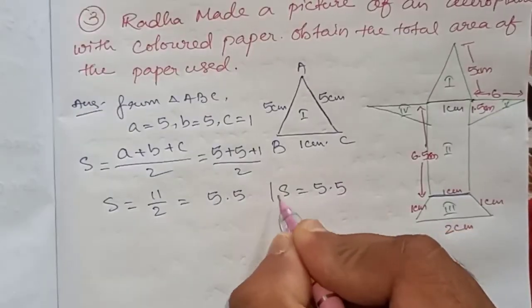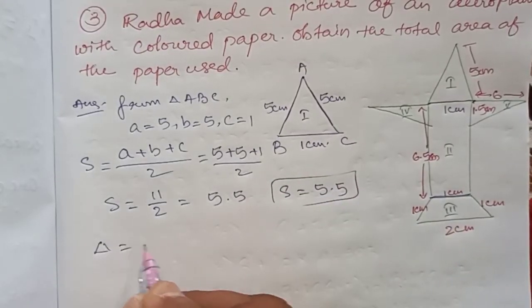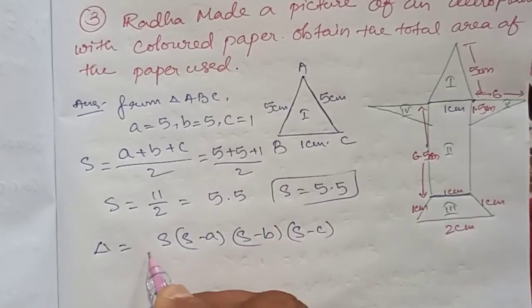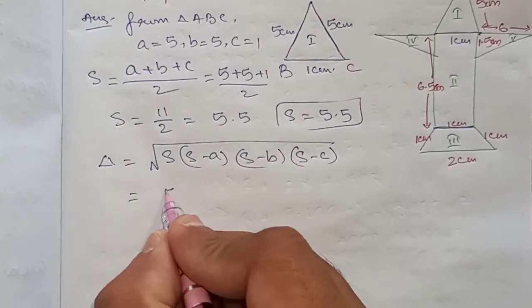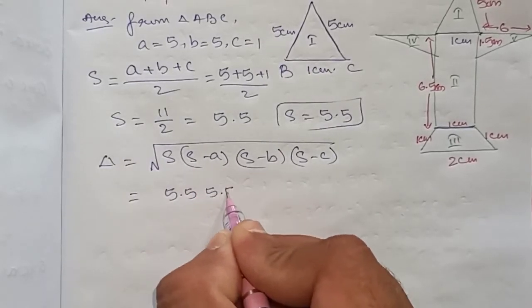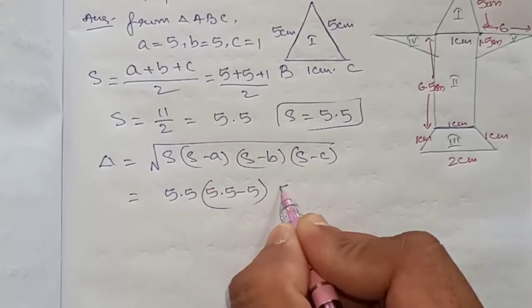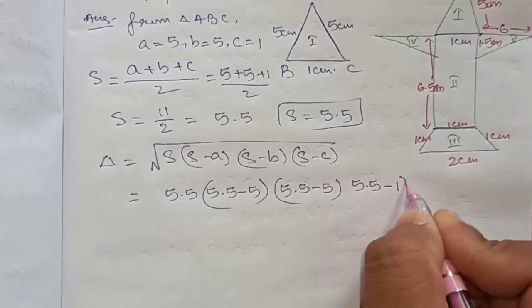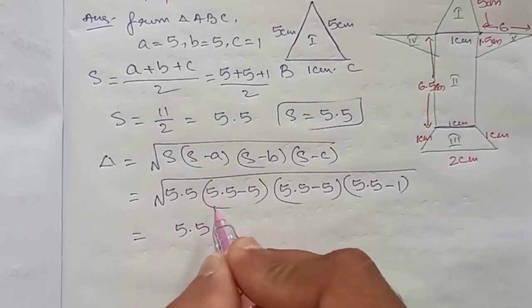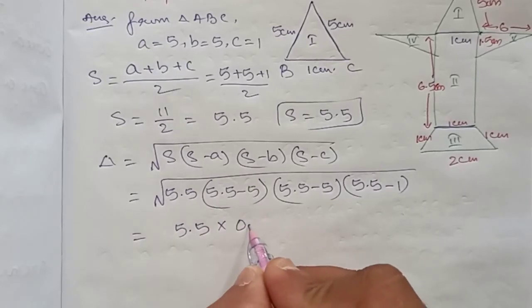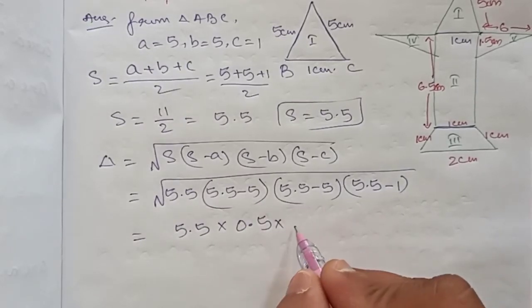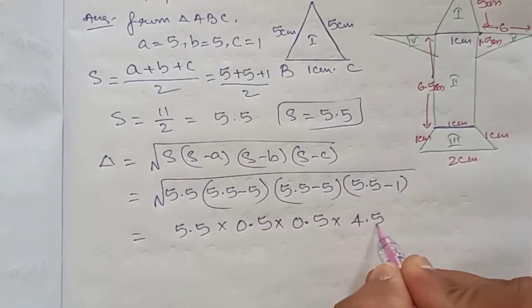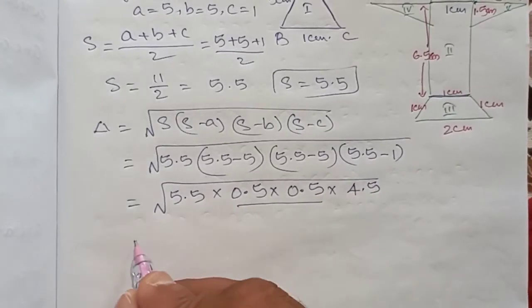Okay, now we will use Heron's formula. Area equals square root of S into (S minus A) into (S minus B) into (S minus C). S is 5.5, then 5.5 minus 5, 5.5 minus 5 again, and 5.5 minus 1. This will be 5.5, this will be 0.5, into 0.5, into 4.5. Out of the two 0.5s, one 0.5 we can take outside.